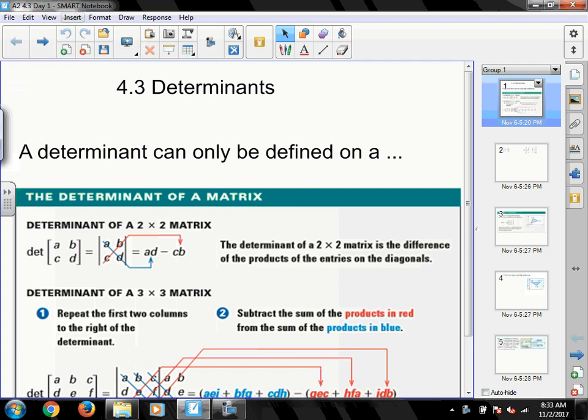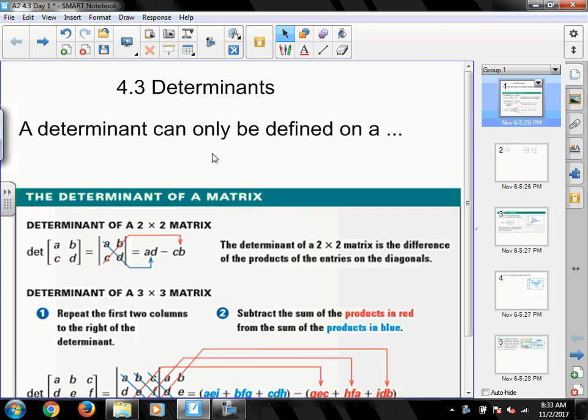All right, welcome back to Chapter 4. Today we're going to jump into Section 3. We're going to start talking about what's called the determinant.